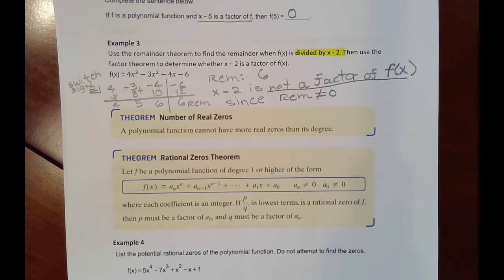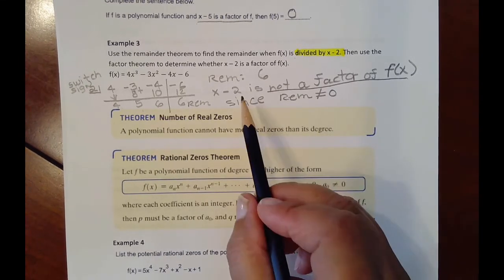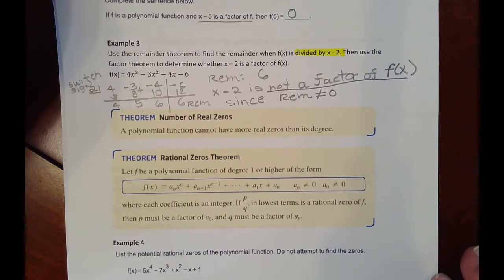Okay, let's continue, and we'll come across plenty of problems where we do get a remainder of 0, and then that's going to help us go further with the problem, because if you do get a remainder of 0, you have found a factor, and that helps you further factor the problem.